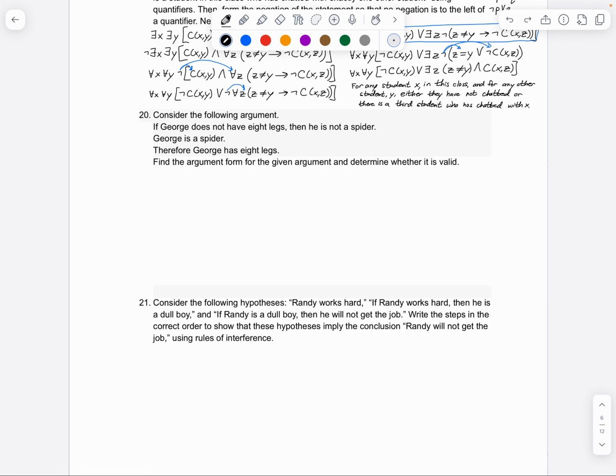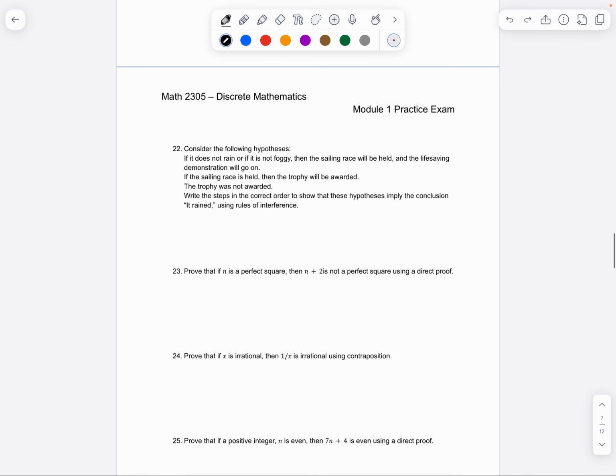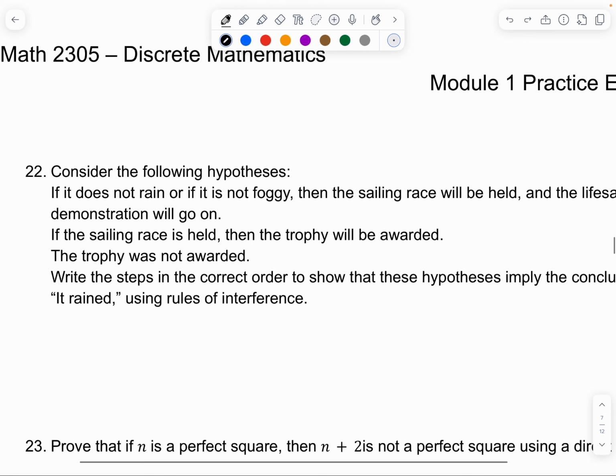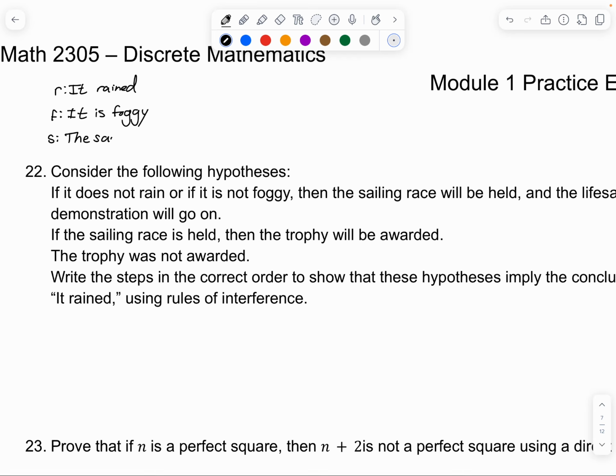Let's see. I do want to do one of these. I think I want to do this third one. Yeah, 22. Okay. 22 is kind of long. So the first thing I need to do is I need to give these hypotheses letters. So I just didn't have a lot of room, so I put it up here. I think R is it rained. So that's the first statement I see here. So it rained. And then F is it is foggy. And then S is the sailing race will go on.